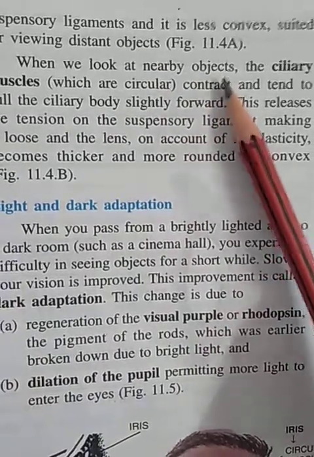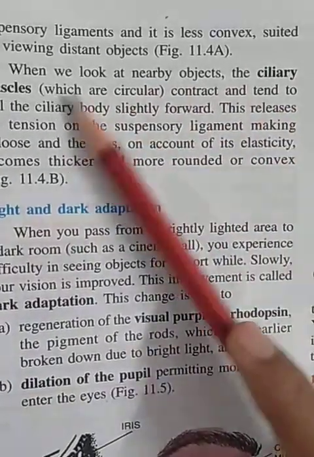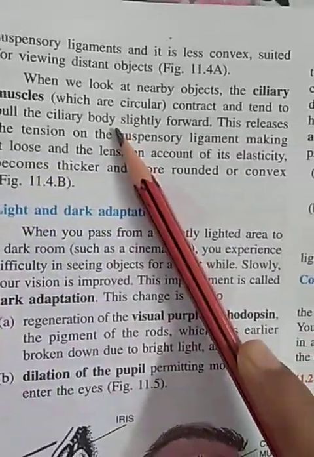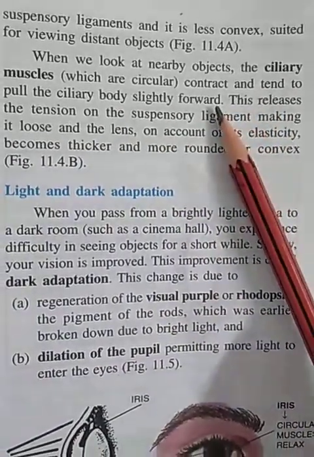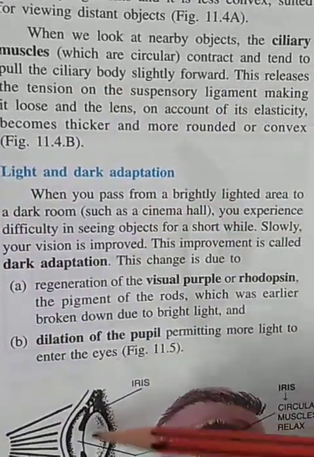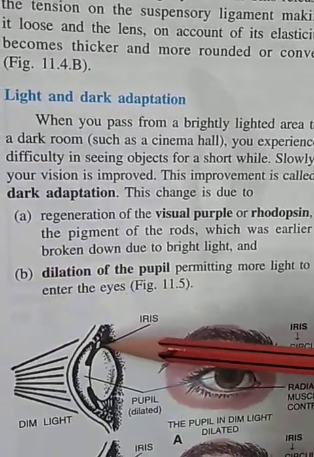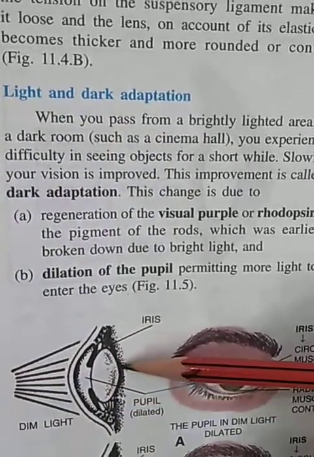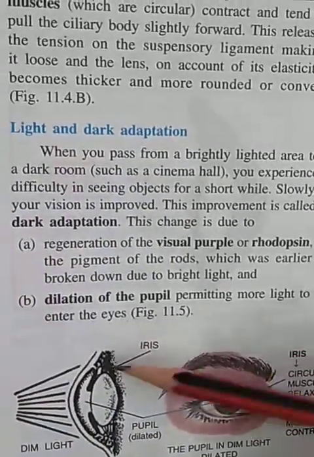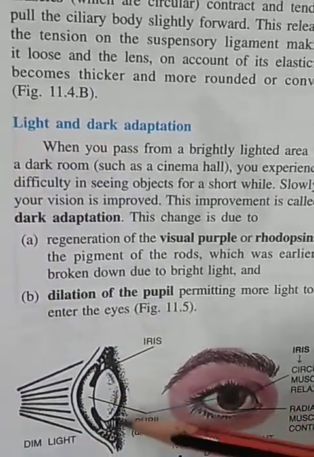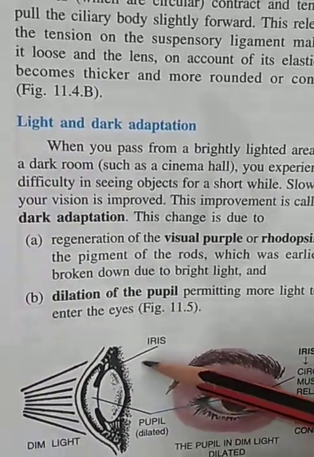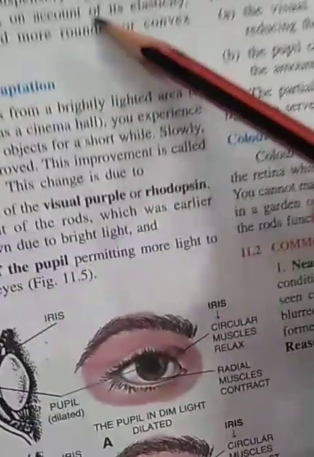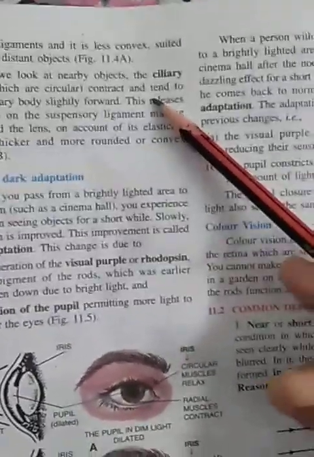But if we have to see the nearby objects, then the ciliary muscles get contracted, and when they contract, they pull the ciliary body somewhat forward. Here you can see that when the ciliary body comes somewhat forward, the tension on the lens gets somewhat released, and when the lens becomes somewhat loose, on account of its elasticity it becomes thinner and more rounded or convex. So in this way, we are able to see the nearby objects.